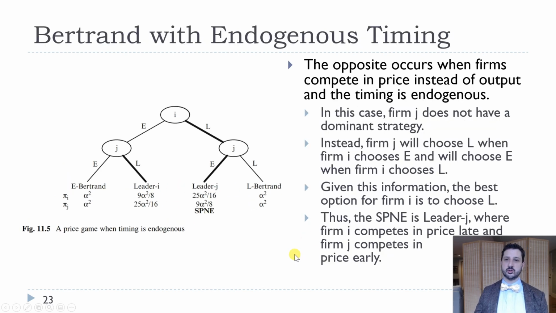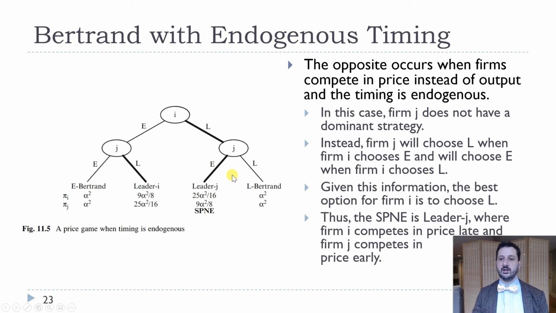Now, if we turn to the Bertrand model, now we're choosing price either in the early period or the later period. Now there's no dominant strategy for firm J who moves second. So if firm I moves early, firm J wants to move late because then they'll have the second mover advantage. And if firm I moves late, then firm J wants to move early because otherwise they're setting price at the same time and they're not going to get much profit.